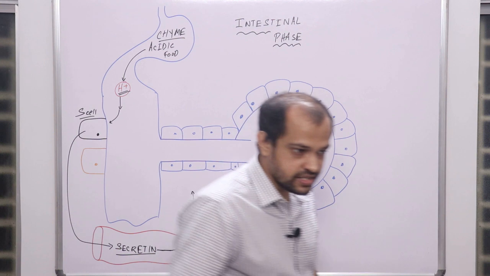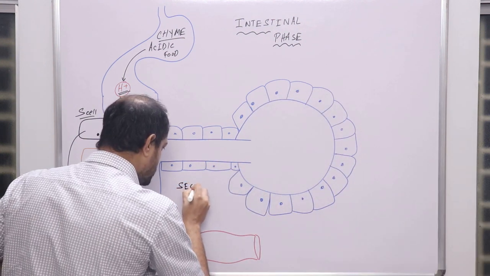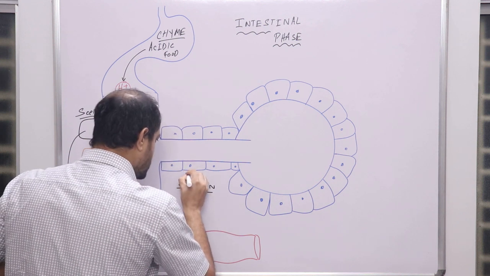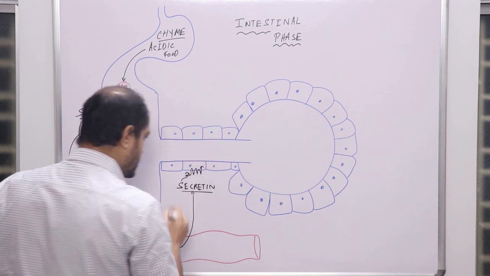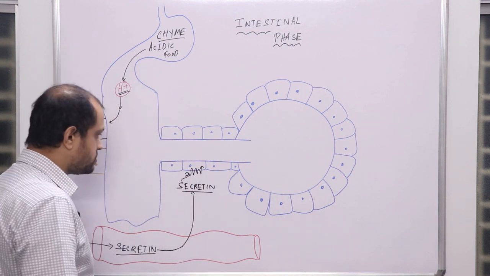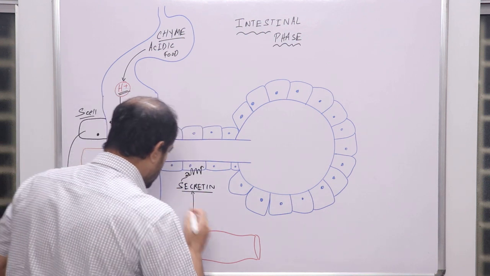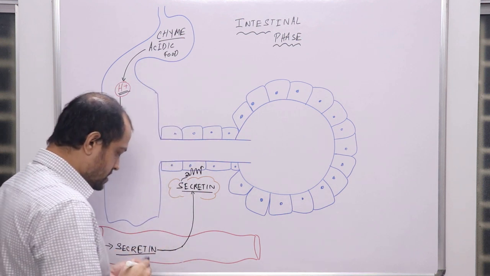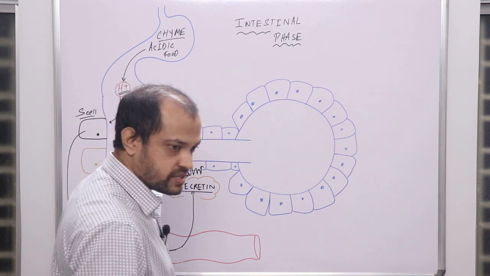Clear? And its receptors are present on the ductal cells. Now this secretin acts on receptors which are present on the duodenal cells. Now a very interesting point you need to understand here is this: when this secretin interacts with this receptor, cyclic AMP concentration increases inside this cell.